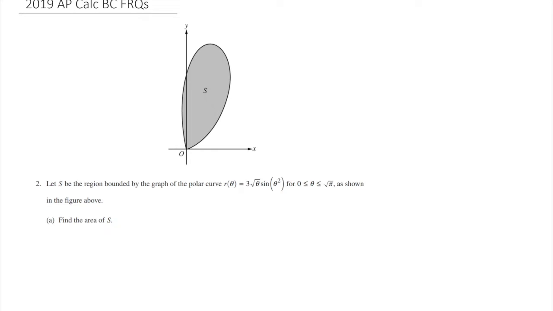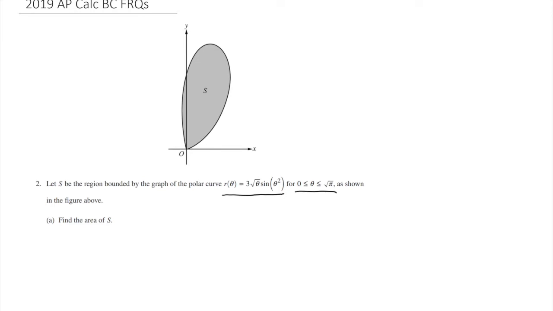So starting off here with number 2, this is a calculator question, so you will need a graphing calculator to answer this question, and already by the looks of it I see that it's a polar area or a polar question. So let's get started. Number 2 here says, let S be the region bounded by the graph of the polar curve r of theta equal to this function of theta between 0 and square root of pi. Okay, it's nice of them to give us our bounds on our angle, as shown in the figure above.